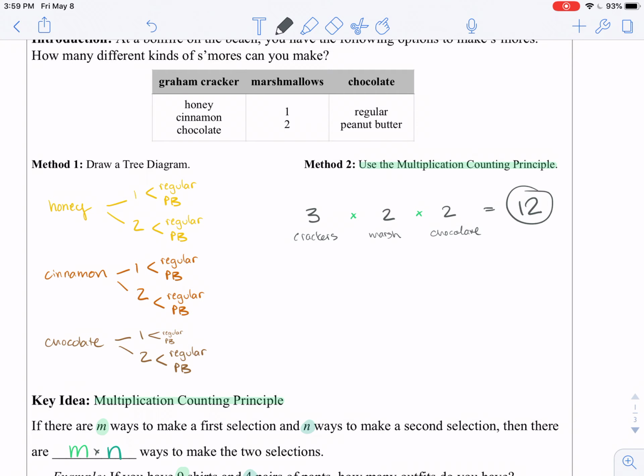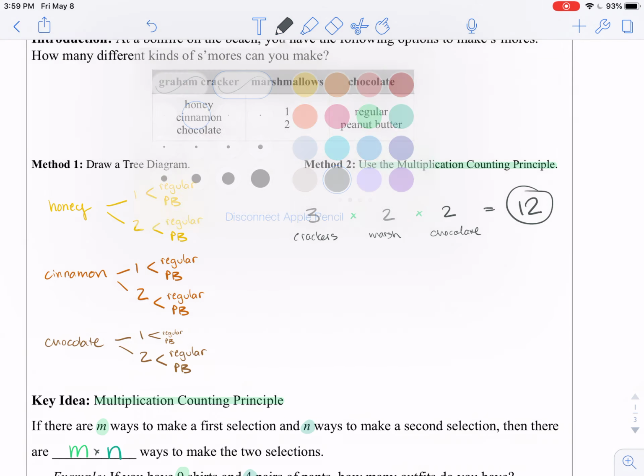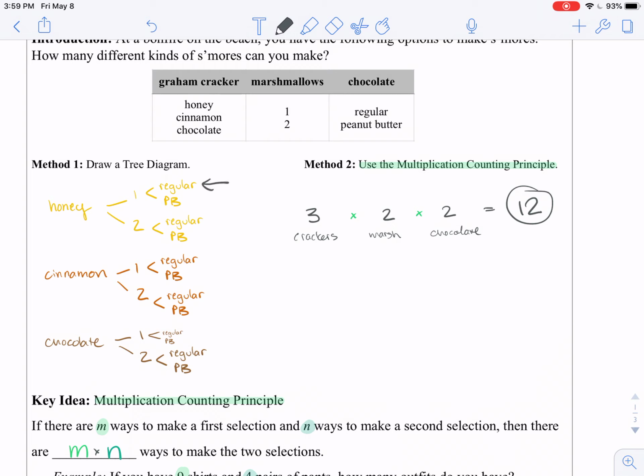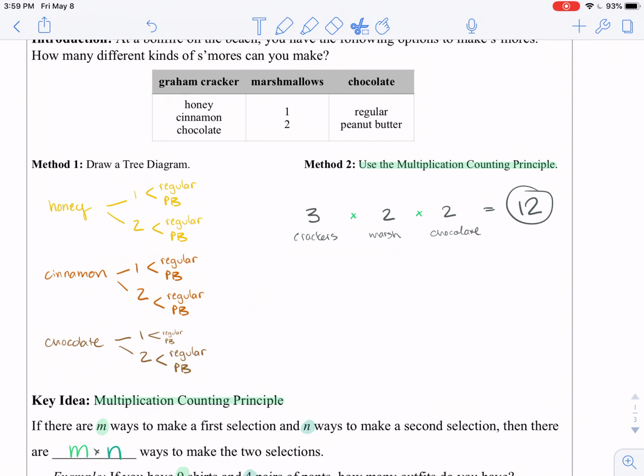And if we looked up here at our tree diagram, we counted all those options. That gives us our first option here is honey with 1 marshmallow and regular chocolate. So we have 1, 2, 3, 4, 5, 6, 7, 8, 9, 10, 11, 12 options again.